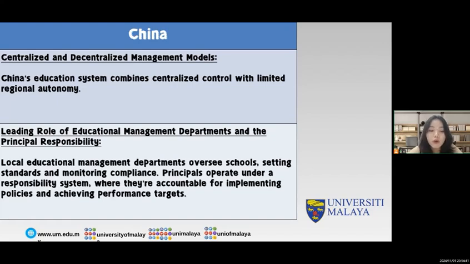So overall, differences in management approaches reflect the countries' policy structures. The US emphasizes school-based autonomy and accountability. China combines centralized oversight with selective local adaptation.